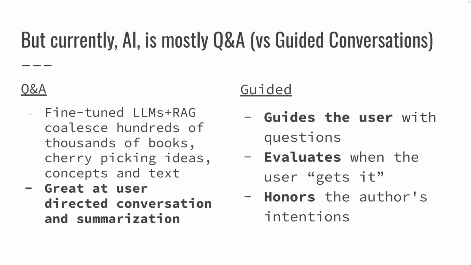Again, they're great at user-directed conversation and summarization. What they're not good at right now is guiding the user towards an answer. And what I mean by that is that they can do it in a general purpose knowledge way, but they're not good at doing it for a specific author. So what I think is really the opportunity here is to say, let's guide the user with questions. Let's do evaluations when the user gets it. And actually, it's interesting, back to the law stuff, it's like, what does that mean? That's one of the great categories there. And really importantly here, we want to honor the author's intentions. It's not the general purpose what the LLM learned from everybody. If that specific author said, I want to hold your hand, take you from here to there.